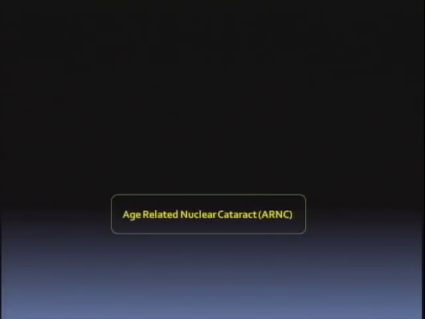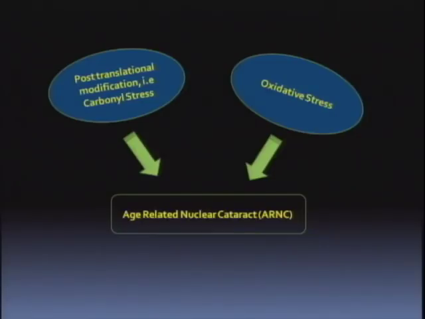For many years researching in the field, we basically accept two major hypotheses which cause age-related nuclear cataract. One is post-translational modification, which we can also call carbonyl stress. Another comes from oxidant stress. Chronic oxidant stress can also relate to age-related nuclear cataract formation.